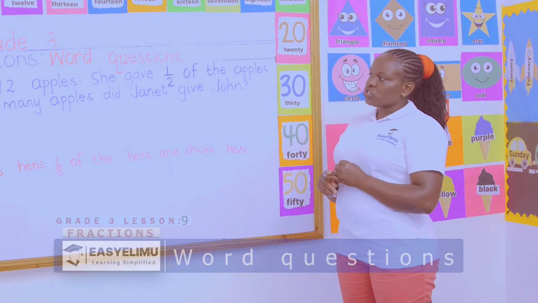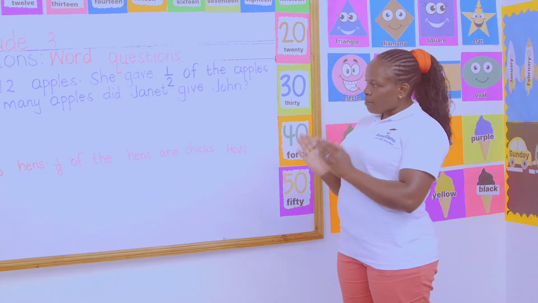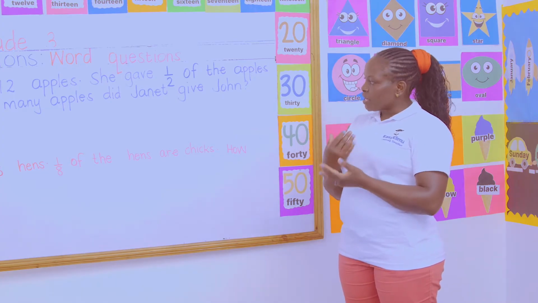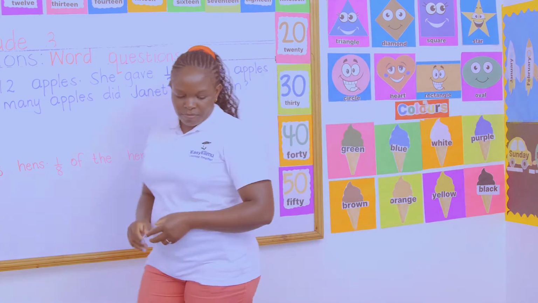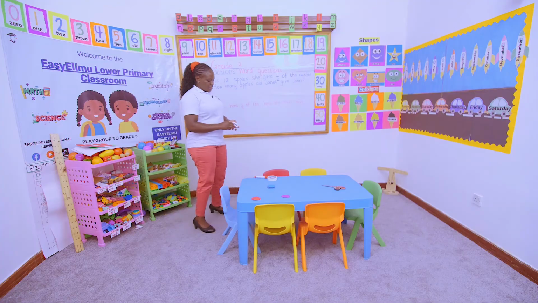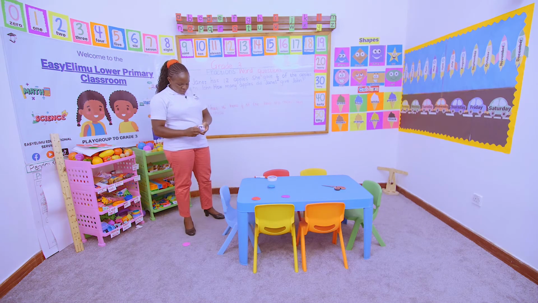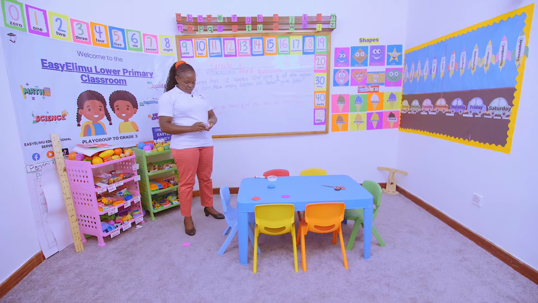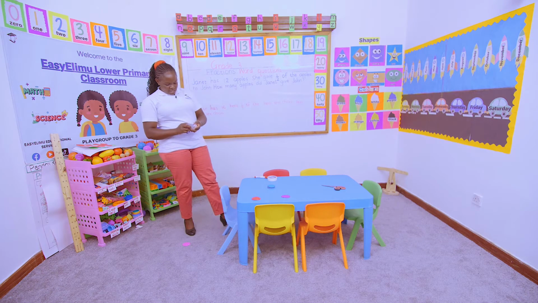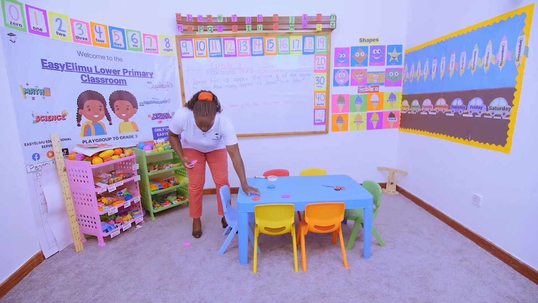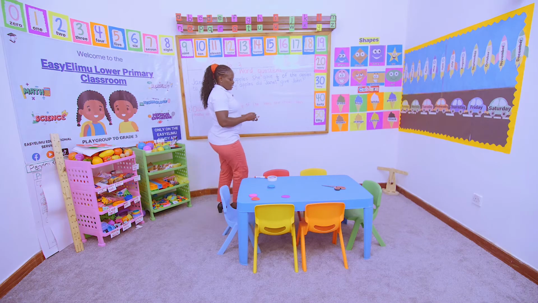Janet has 12 apples. She gave a half of the apples to John. How many apples did Janet give to John? Janet has how many? We see 1, 2, 3, 4, 5, 6, 7, 8, 9, 10, 11, 12. So these are the 12 apples that Janet has.